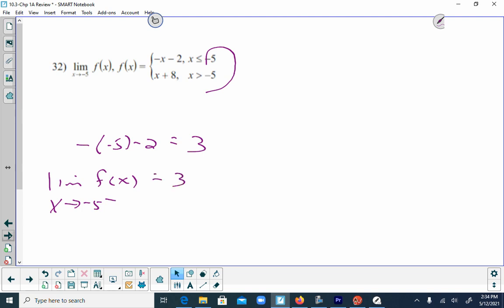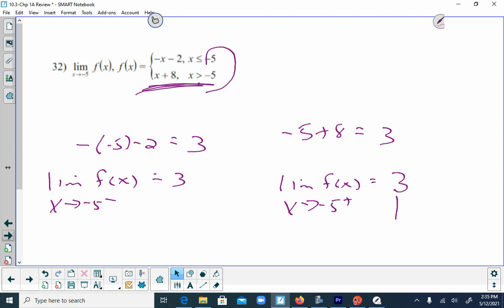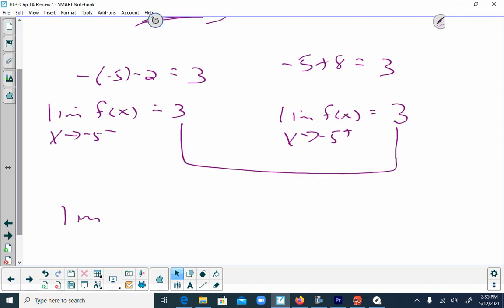When I put -5 into this equation, -5 plus 8, I also get 3. That means the limit of f of x as x approaches -5 from the right, because this is when x is greater than -5, is also going to be 3. Since these two are the same, the limit of f of x as x approaches -5 without a direction, the limit of the entire thing will be that number 3. And that's because they equal the same number.